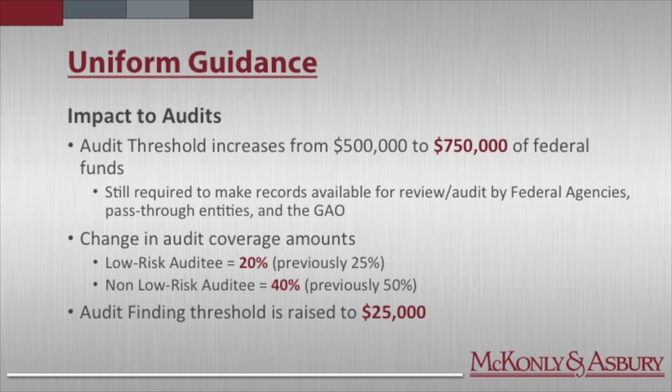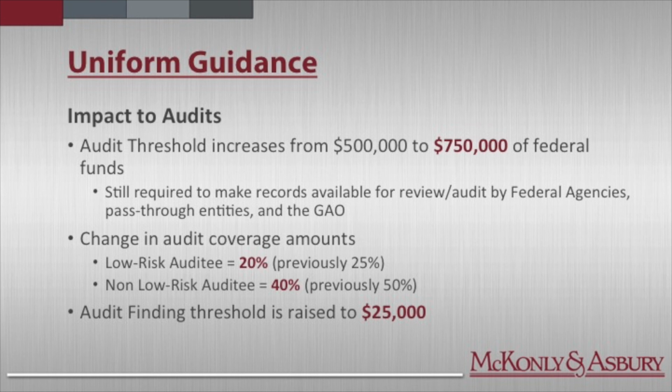Now, I worked with some organizations who are in that in-between area between 500 and 750 who might not have to have a single audit going forward. And they've asked me, do I still have to follow the uniform guidance? Well, absolutely, yes, you still have to follow the uniform guidance. It just means you don't have to follow subpart F and have an audit done. You're always required to make all records available to federal agencies for review, pass-through entities, and the Government Accountability Office as well.